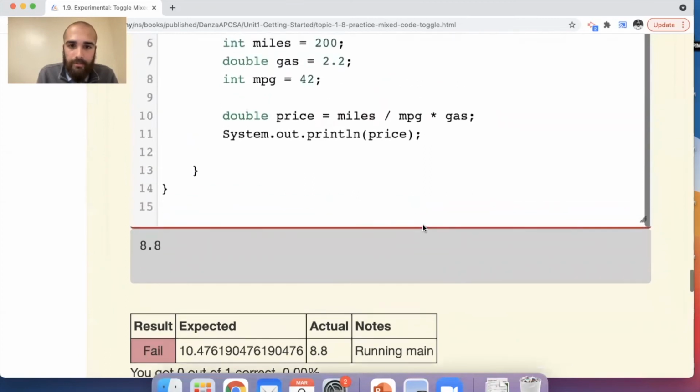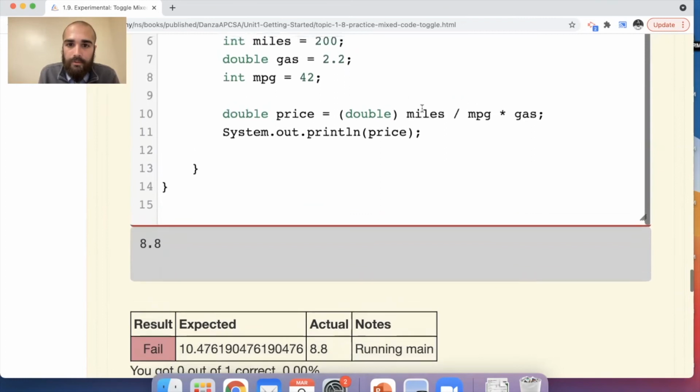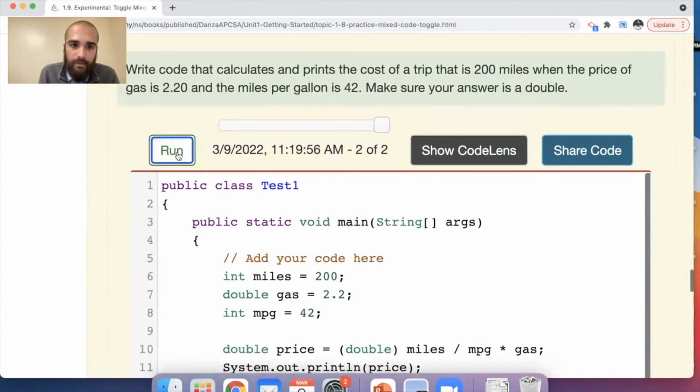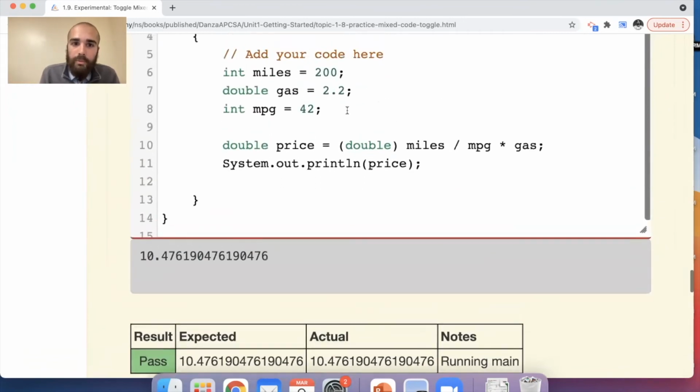Failed. Because when you take an int and divide by an int, it's going to get an int. Right? Correct. So one of them, you need to be a double. Look at that. So can I do that? Let's see. Pass, right? Or I could have just put a double up in here. I could have made miles a double or miles per gallon a double.